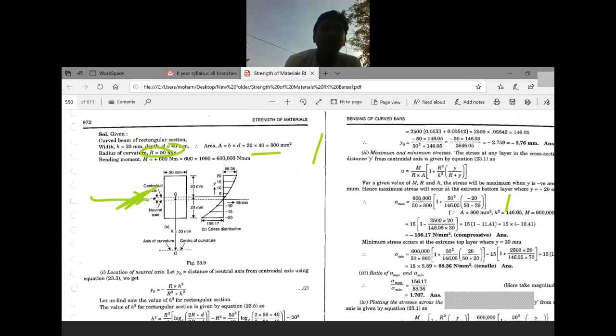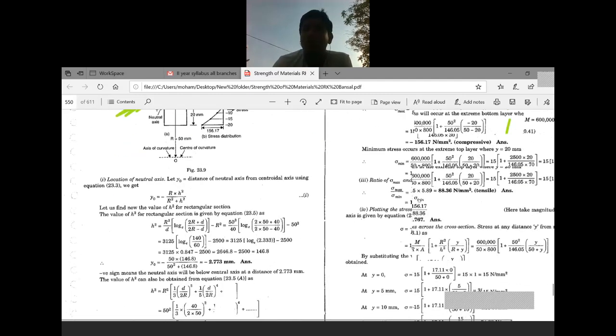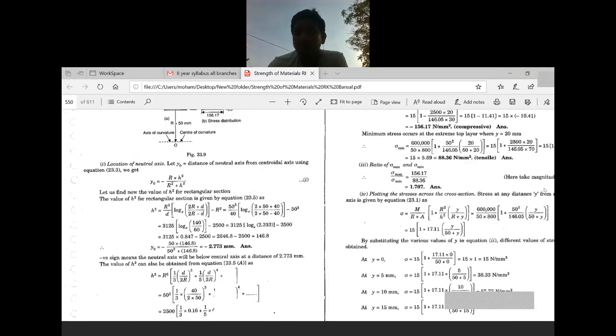Next, when you see here, we are going to the problem. He has given all the required dimensions: width, depth, and area. The given data is radius of curvature r and bending moment. Directly we will substitute in the formula. You know the formula y naught is equal to r by h square by r square plus h square. Using this formula, you can calculate all the values.